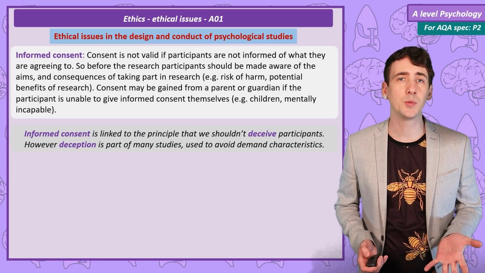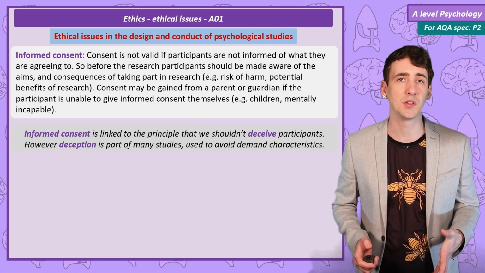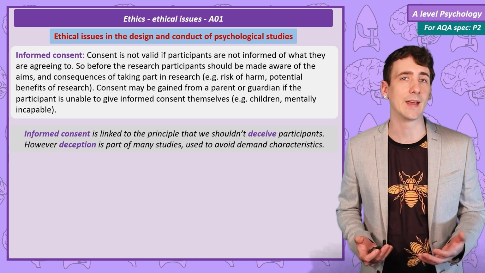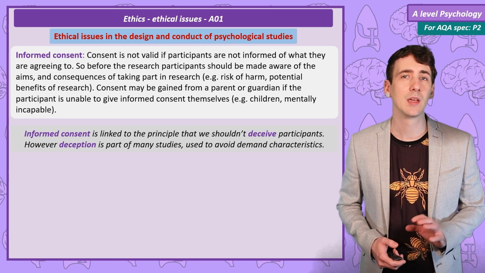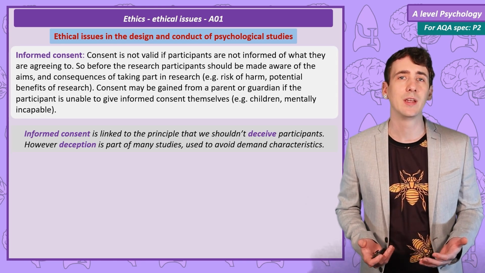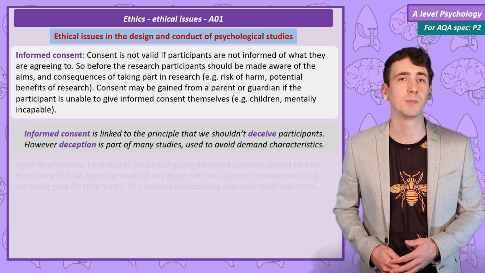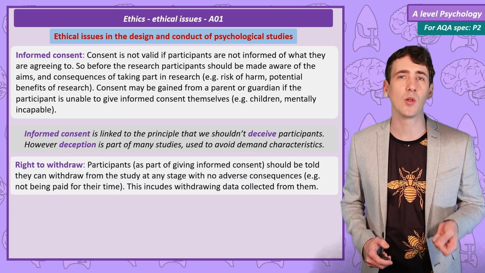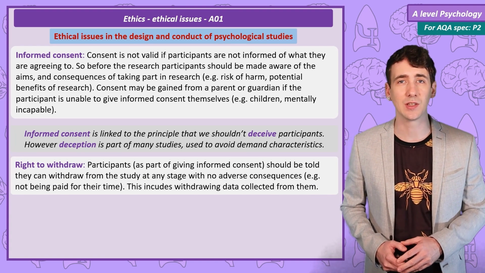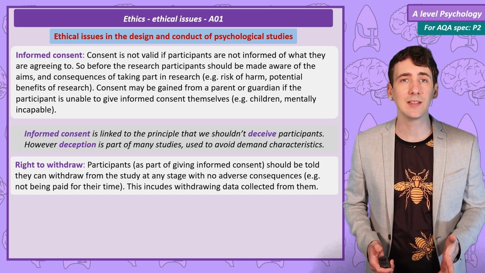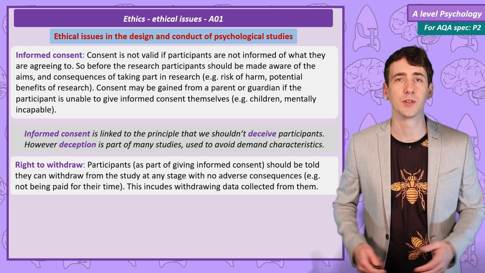Ethical issues. Informed consent. Participants should be made aware of the aims, purpose, and consequences of taking part in research and provide their informed consent before the study begins. If participants are not able to give consent, such as children or the mentally incapable, consent can be given by a parent or guardian. Right to withdraw. Before taking part in the research, participants should be told they have the ability to end their participation in the study at any stage. And this includes destroying any personal data collected on them, like interview recordings.